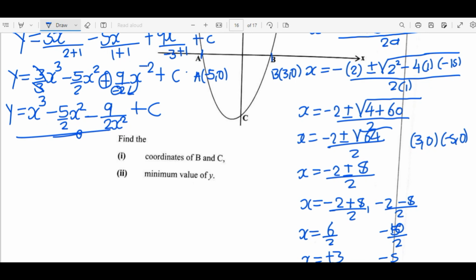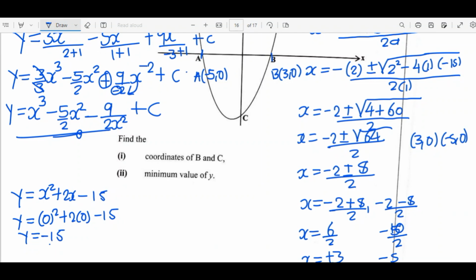Now let's find C. Finding the y-intercept is simple. You just have to write the equation: y is equal to x squared plus 2x minus 15. This time, where there is x, you put 0. 0 times 0 is 0, 2 times 0 is 0, 0 plus 0 is 0, minus 15 is negative 15, which means C is (0, -15).